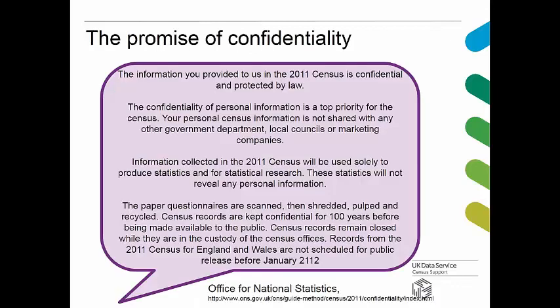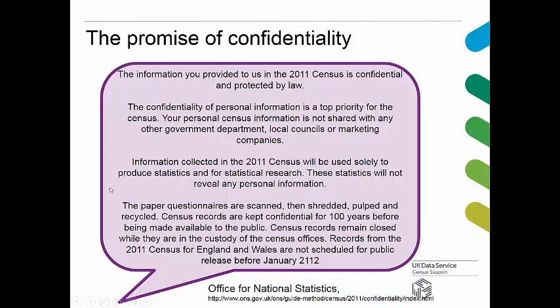Another critical thing about the census is the promise of confidentiality. Respondents are assured that their data will remain confidential for 100 years. So there is a legal obligation for the census agencies not to make that data available, and only to make data available that is non-identifiable. And so this does have implications on the type of data that can be released.